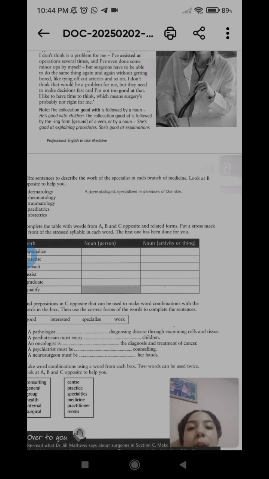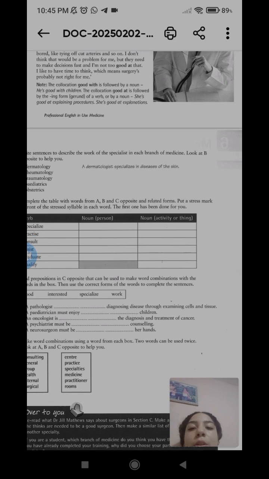I don't think that would be a problem for me, but they need to make decisions fast, and I'm not too good at that. I like to have time to think, which means surgery is probably not right for me. Note the collocation: good with is followed by nouns, as in he's good with children. Good at is followed by the -ing form of a verb or by a noun: she's good at explaining processes, and she's good at explanation.